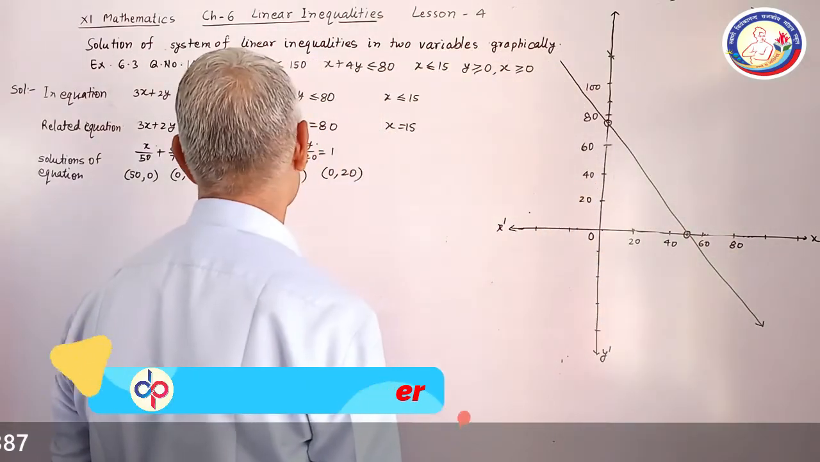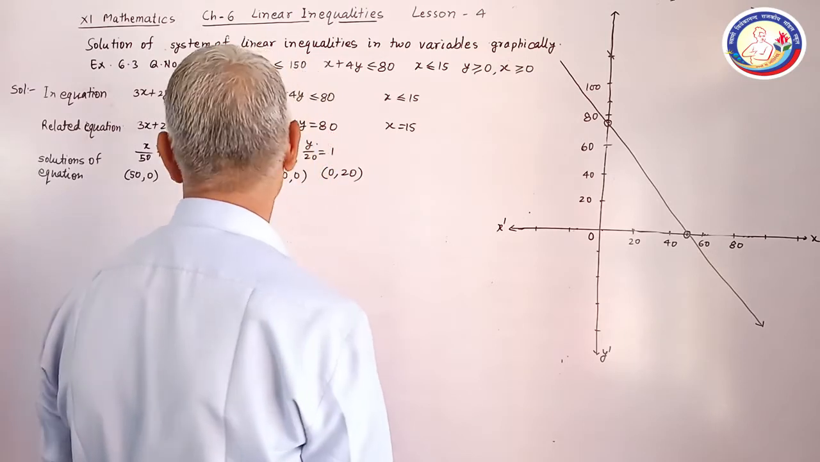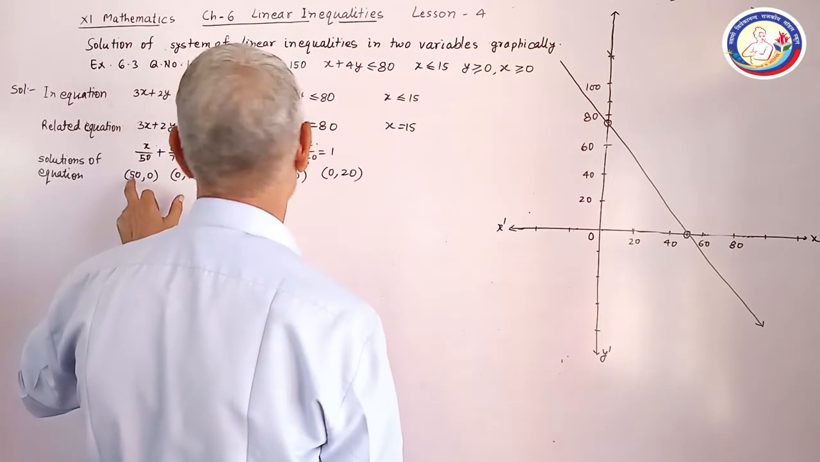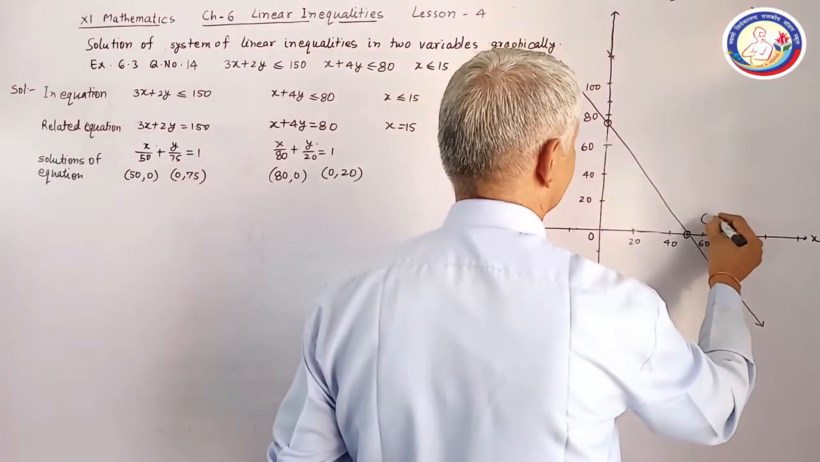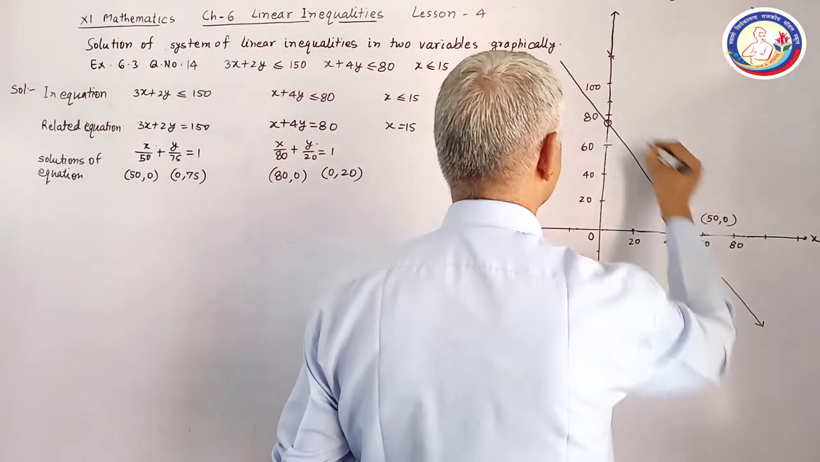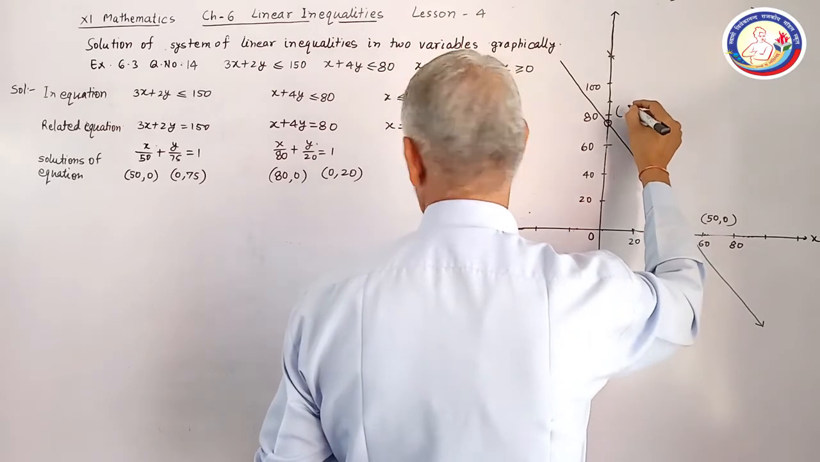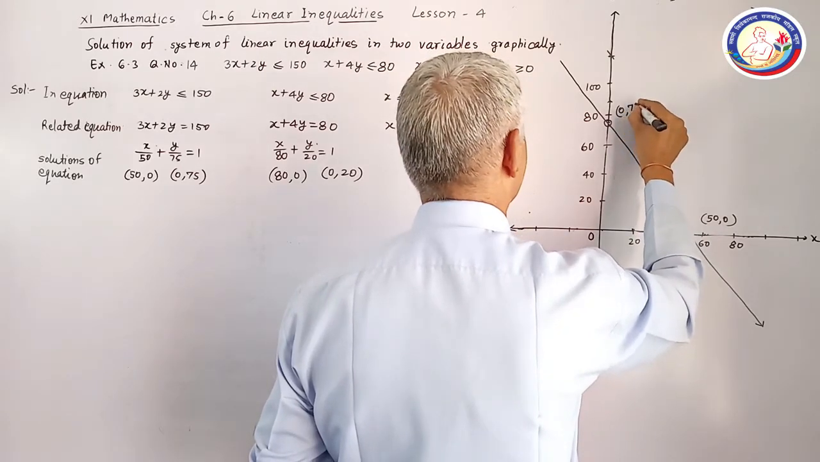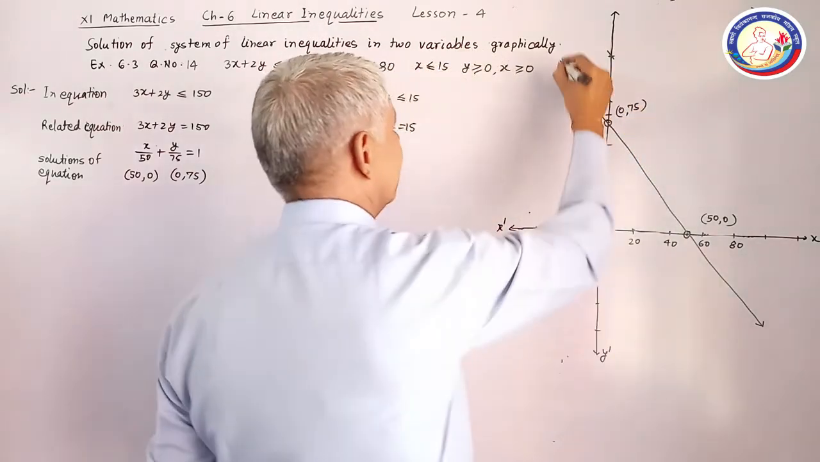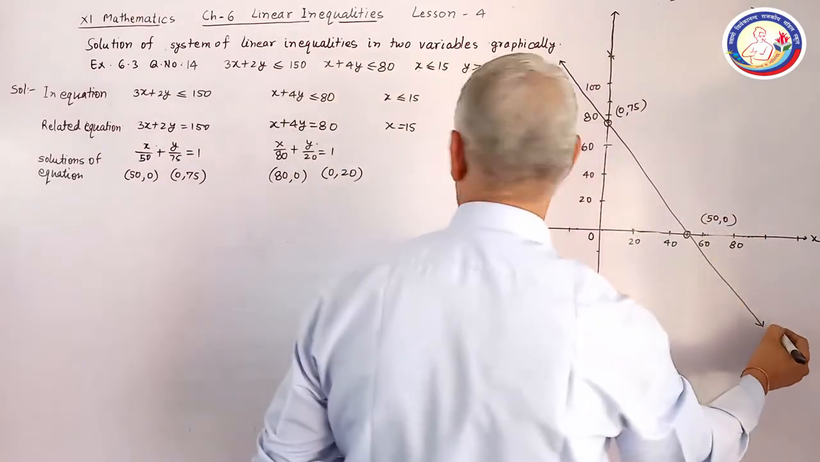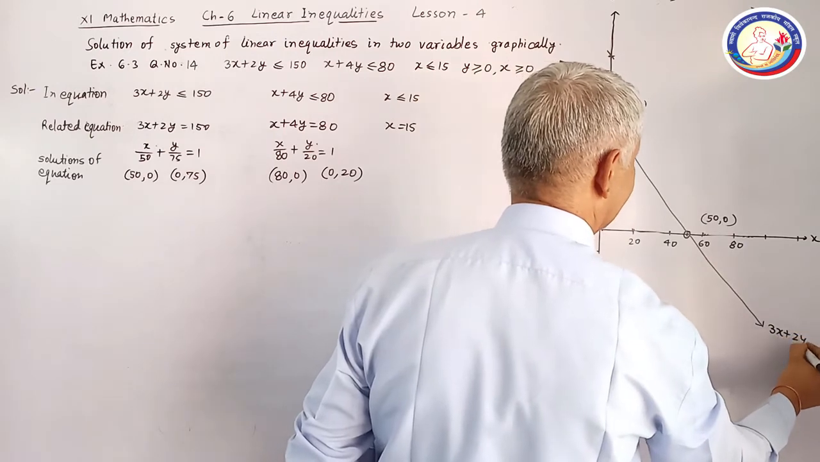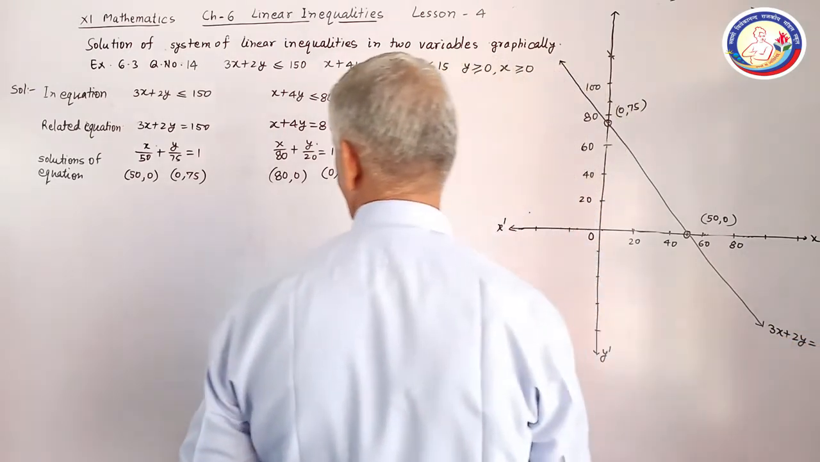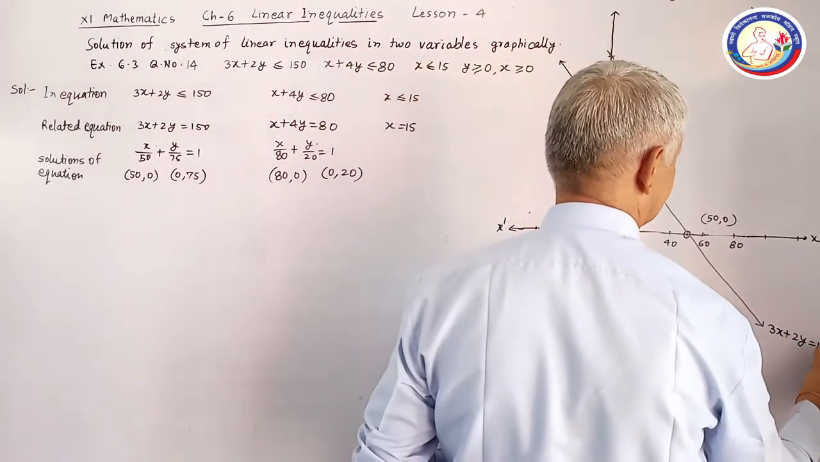And it is the solution of 50, 0. This is 50, 0. And this is 0, 75. Term this line as first line, and the equation for this is 3x plus 2y equal to 150.